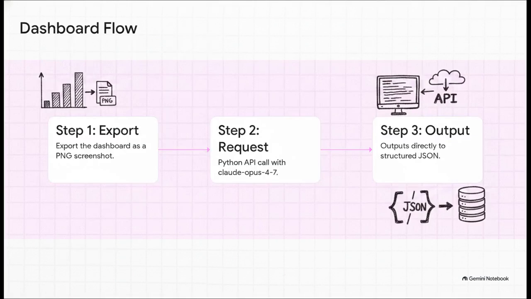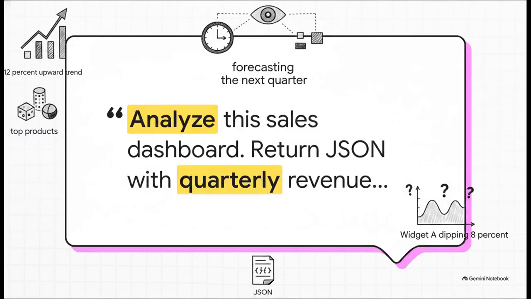Okay, let's ground this technology in a real-world scenario. Imagine a business analyst who is currently spending hours every single week manually exporting a quarterly revenue dashboard, staring at the chart, and then copy-pasting those numbers into a report. With Vision via API, we completely transform this workflow. Step 1. She exports that dashboard as a PNG screenshot. Step 2. Her script reads the file, base64 encodes it, and triggers a Python API call using the Claude Opus model. Step 3. That manual data entry is completely bypassed, and it outputs directly to structured JSON that feeds straight into a reporting pipeline.